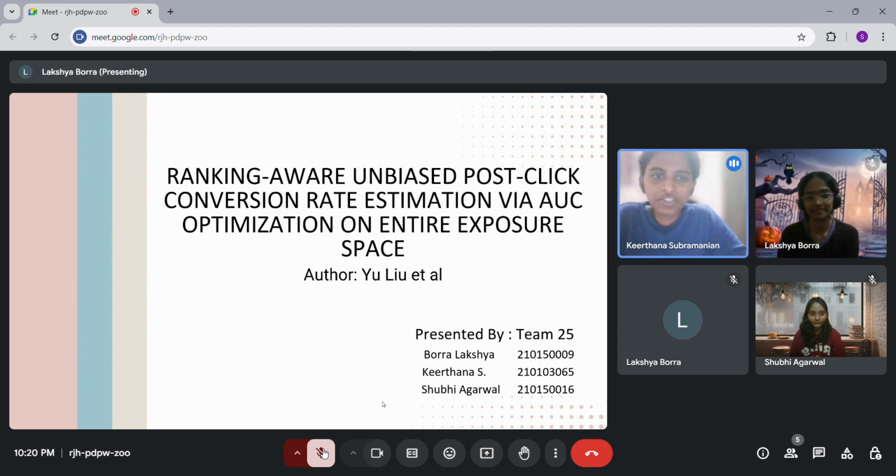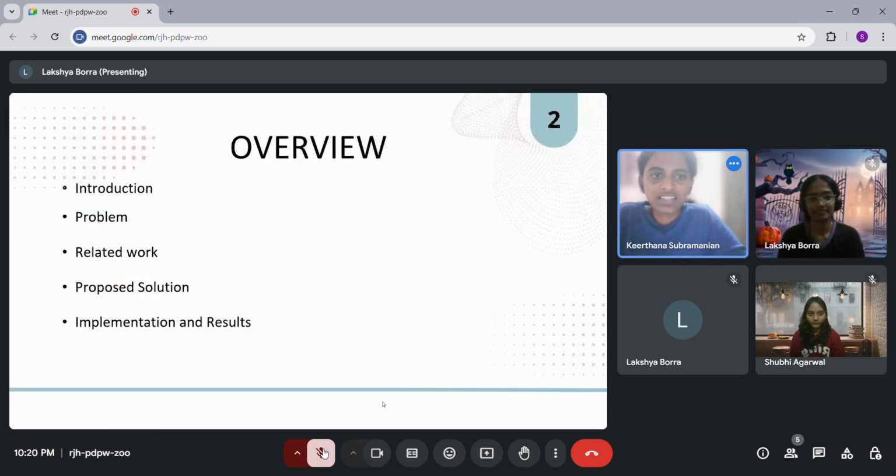We, Team 25, are presenting Ranking Aware Unbiased Post Click Conversion Rate Estimation via AUC Optimization on Entire Exposure Space. Here is the overview of our presentation, which consists of introduction, problem, related work, proposed solution, implementation, and results. We are going to explain everything in detail.